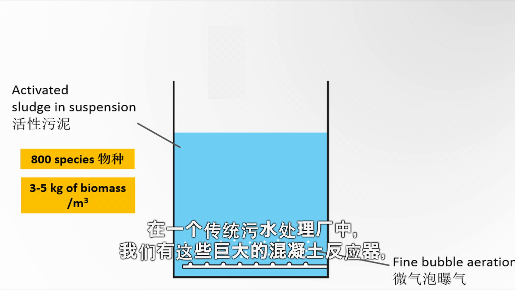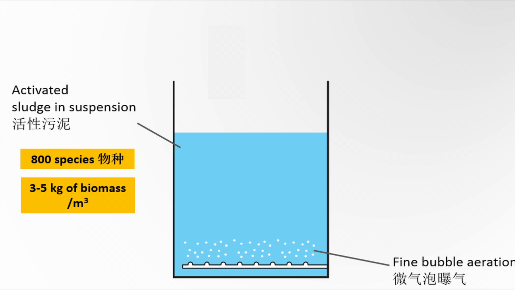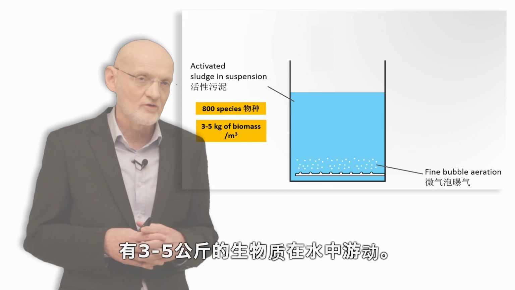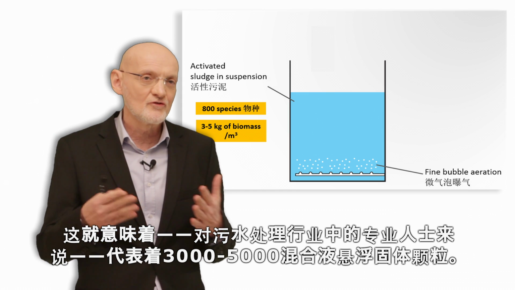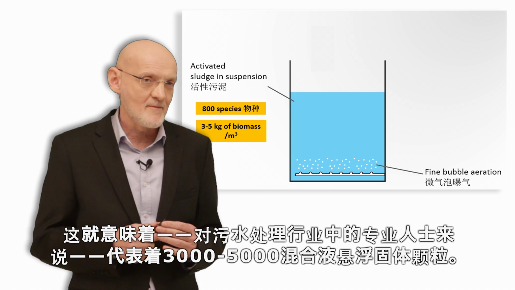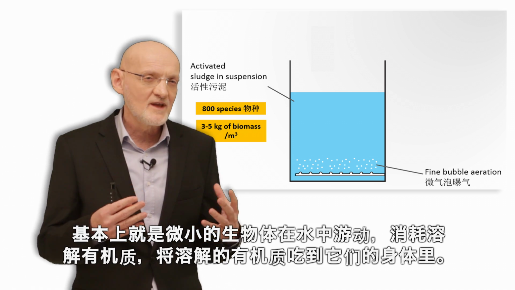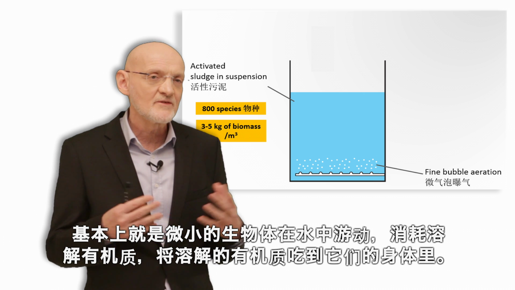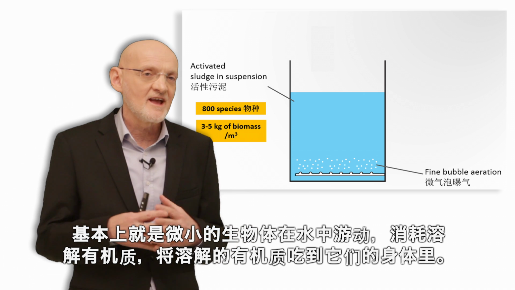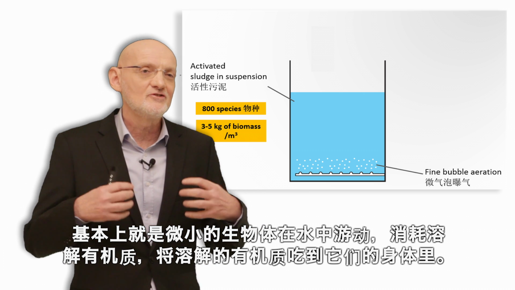So in a traditional treatment plant, we have these huge concrete reactors with fine bubble aeration at the bottom, and we have 3 to 5 kilograms of biomass swimming in the water. That translates to, for those of you from the industry, 3,000 to 5,000 MLSS. But basically what we have is tiny organisms swimming in the water, consuming the dissolved organic matter, building it into their bodies.